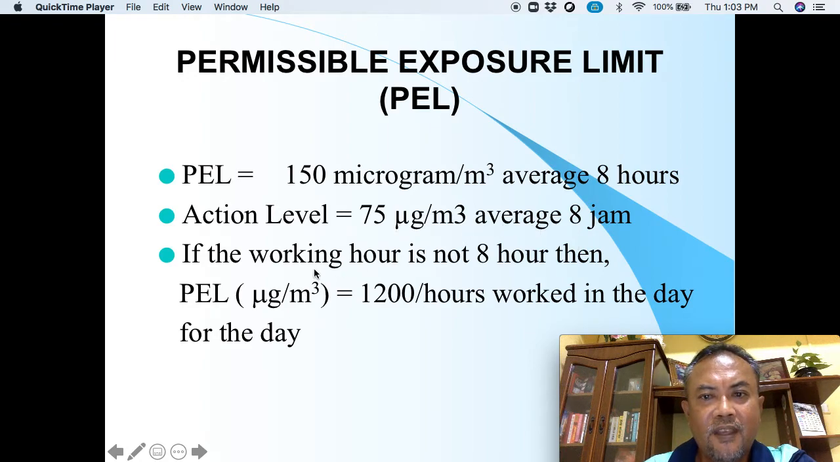If the working hour is not 8 hours, then the permissible exposure limit is 1,200 per hour worked in the day. So if they work shift hours, for example, the content should be not more than 1,200. For example, they spend 1 hour over there. At any time, the permissible exposure limit shouldn't exceed 1,200 microgram per cubic meter per hour.